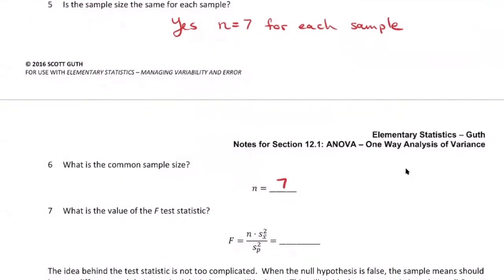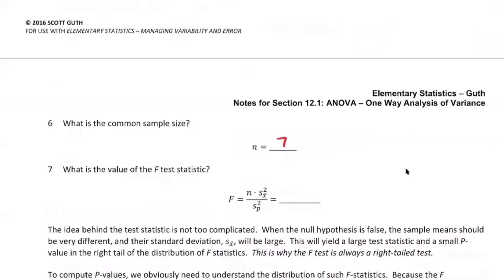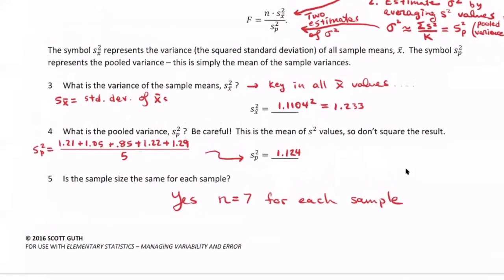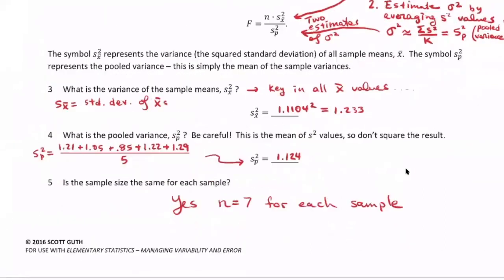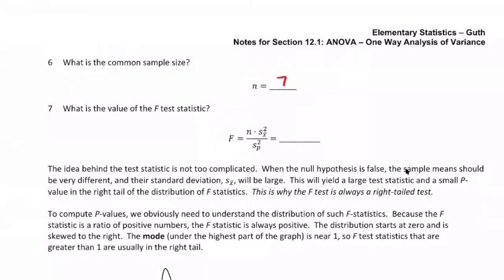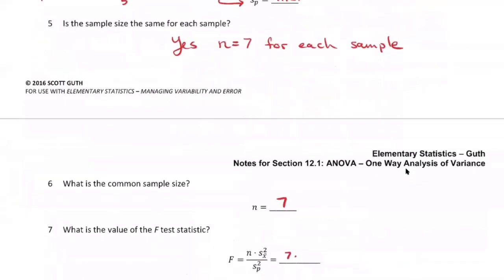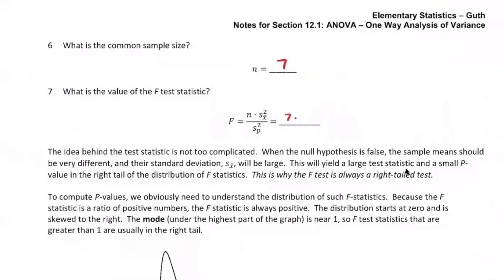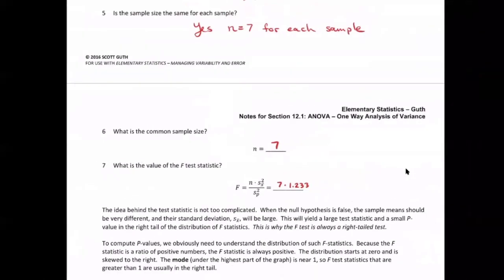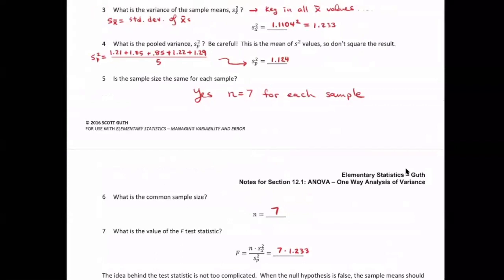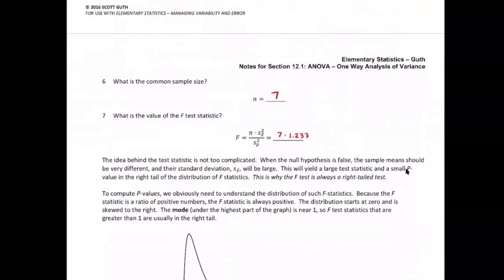Okay, what's the value of the F statistic? Well, the numerator takes N, which is 7, multiplies by the Sx bar squared, which is 1.233. Okay, I think that's already squared, so don't square it again. Biggest mistake people make is to square stuff that's already squared here. The next one is 1.124.